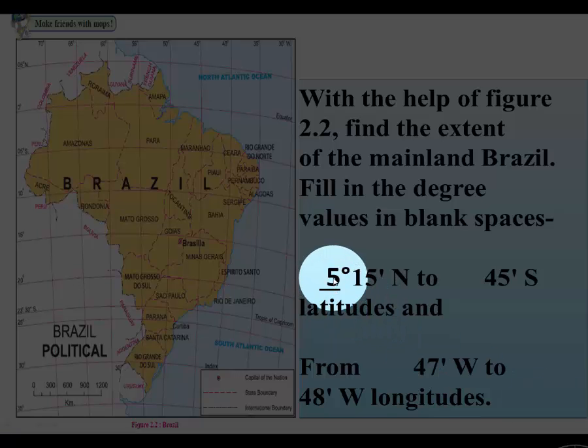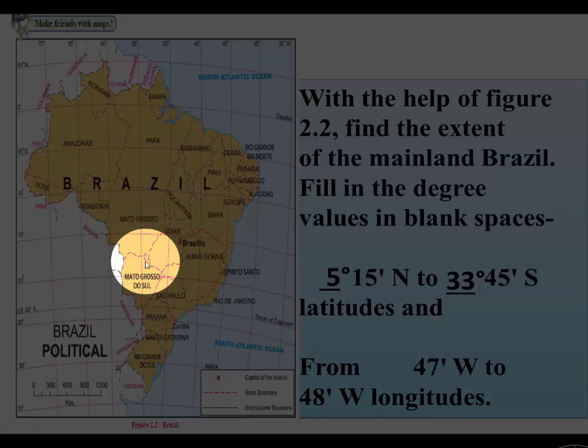it's 5 degree from north. Why 5 degree? Just see here, this is Brazil, right? Now see, it starts from 5 degree. 5 degree in which? 5 degree from north. See here, and this is Brazil. Okay, 5 degree and 15 minute from north to how many south? It is 33. Now let's see. Be careful, be attentive. See, this is my cursor. Yes, it's here.